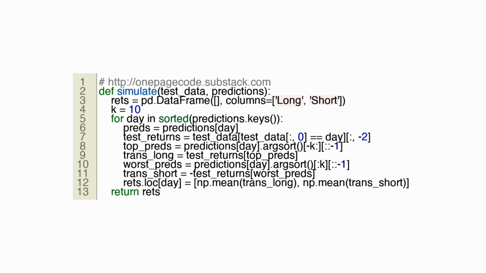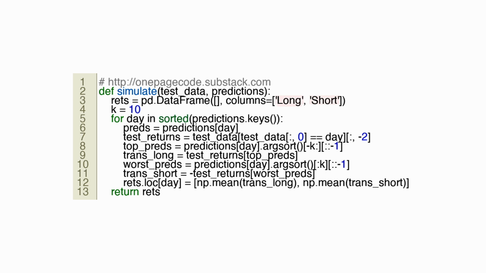variable preds. The seventh line uses Boolean indexing to filter the test data array to only include rows where the first column is equal to the current day, and then selects the second to last column. This filtered array is assigned to the variable test returns. The eighth line uses the argsort function to sort the predictions for the current day and returns the indices of the sorted array. These indices are then reversed and the last k values are selected. These indices are assigned to the variable top preds.